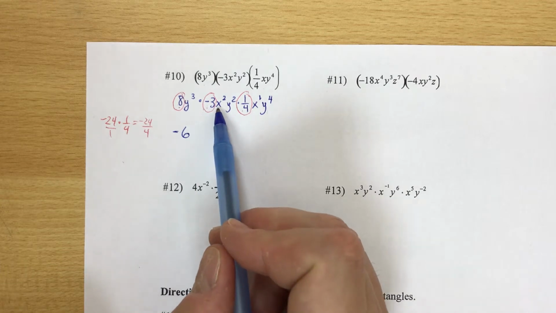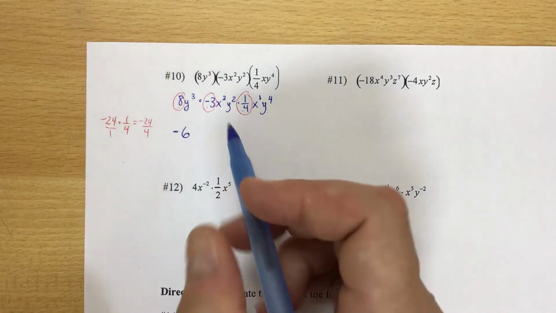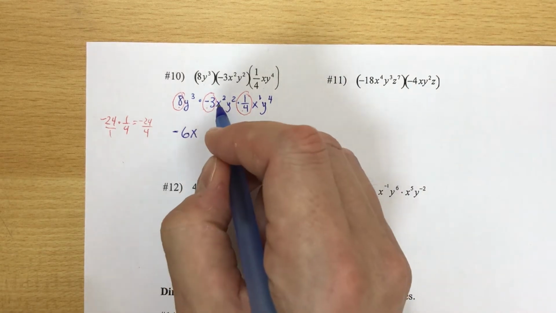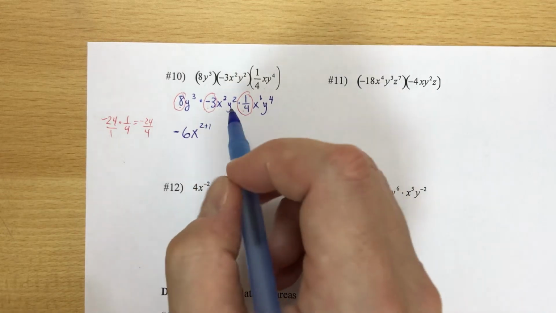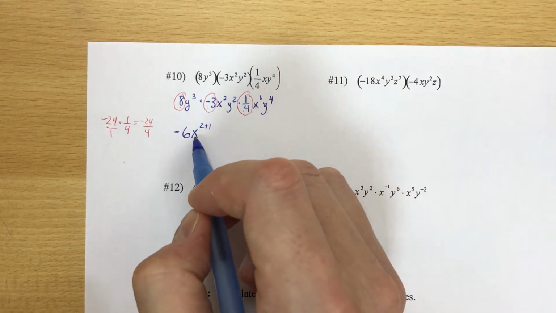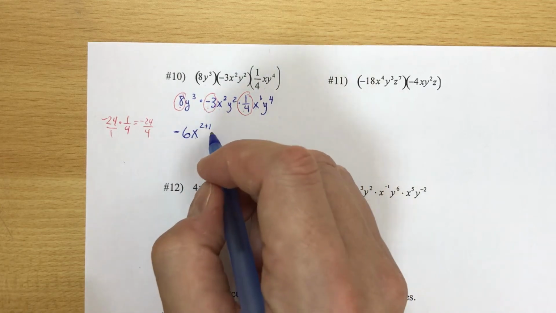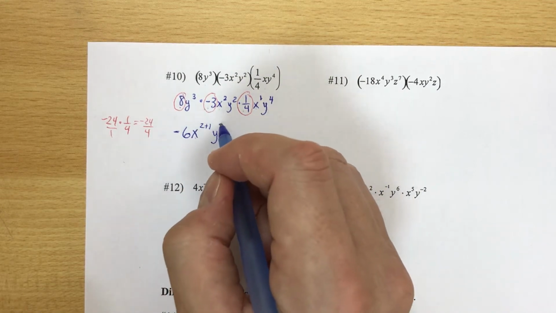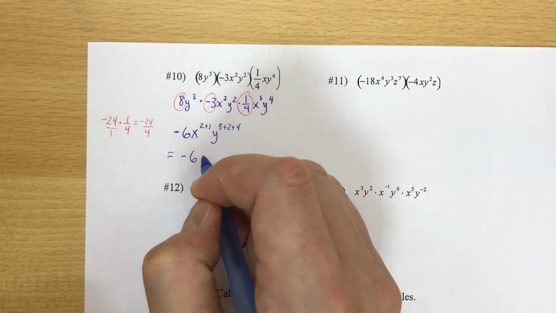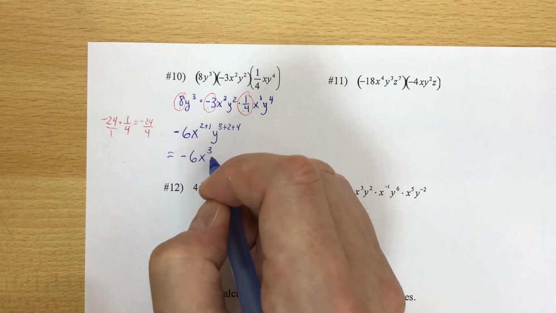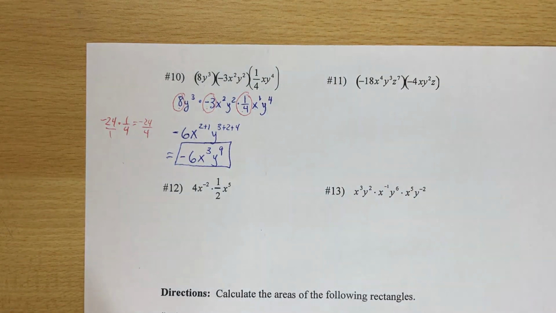Now we have two variables. We have x's and y's. Let's go in alphabetical order. So the x's, we have x to the 2nd times x to the 1st. When we multiply variables, we keep the base, add the exponents. Now for the y's, we're going to keep the base, add the exponents, 3, 2, and 4. So our answer is negative 6, x raised to the 3rd, y raised to the 9th, and that is as far as we can go.